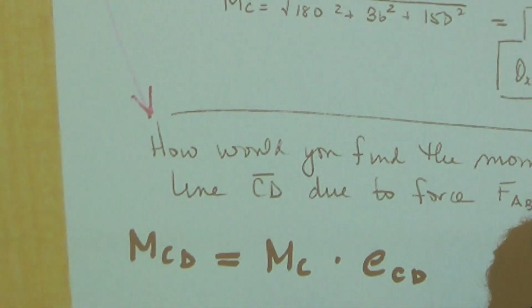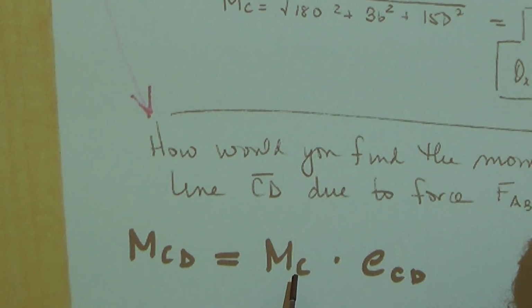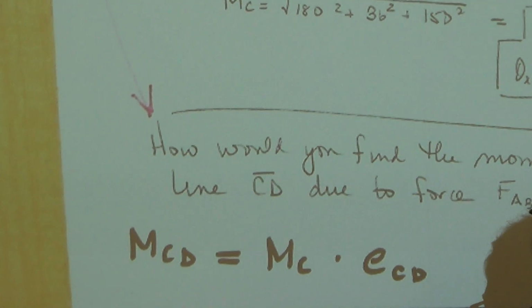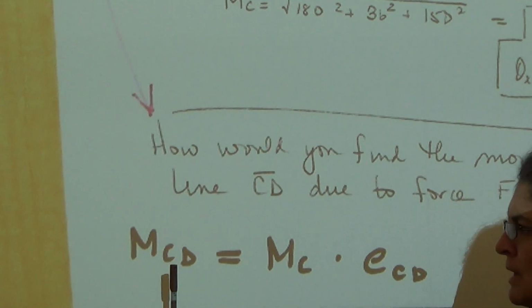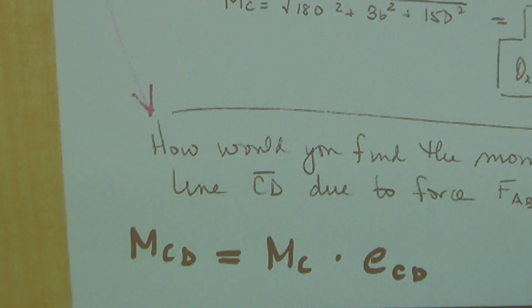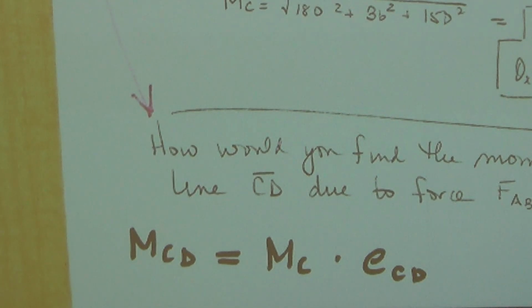Okay, so let me say that again. You are finding the component of the moment about C along line CD. You're finding the moment about point C that is along line CD. So isn't this true if I put forces in there instead of moments?